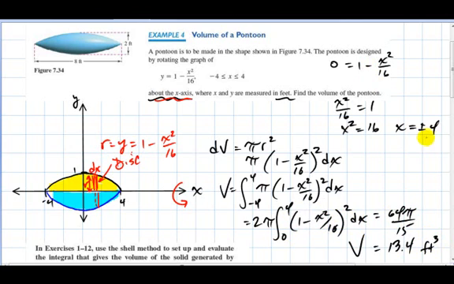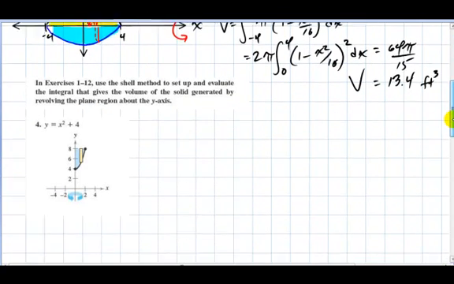Get your intersection points, graph the parabola, bound the region here, and then rotate it about the x-axis so that you get this pontoon shape, which is a solid of revolution.